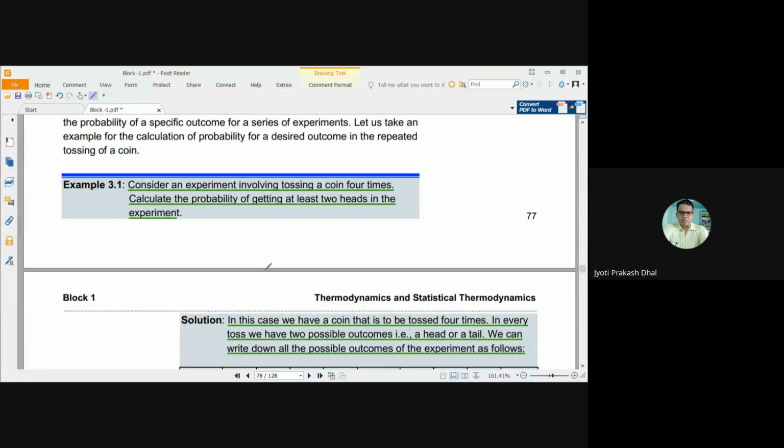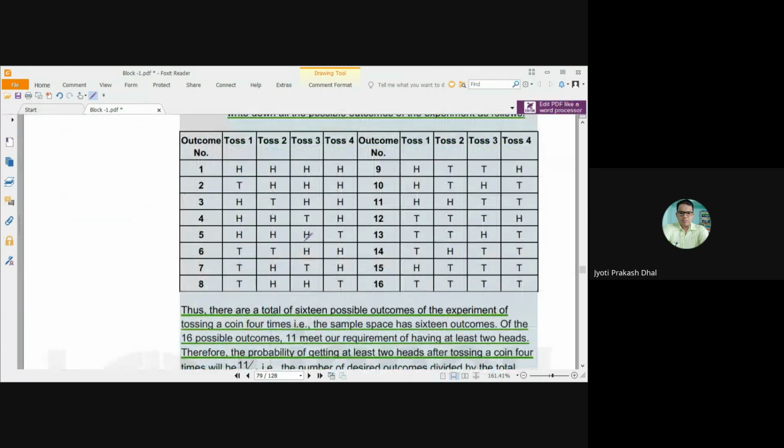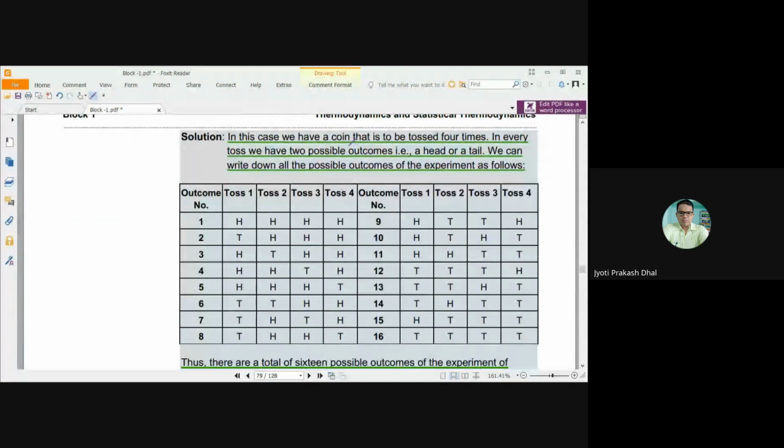Now coming to an example, consider an experiment involving tossing a coin 4 times and calculate the probability of getting at least two heads in the experiment. So in this case, the table will be like this. We have a coin that is to be tossed 4 times. Every time, we have two possible outcomes, that may be one head or one tail. We can write down all the possible outcomes of the experiment as follows.